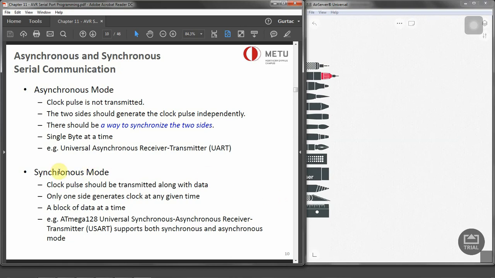So with the synchronous mode, as we already got a clock on both sides and it's transmitted from one to the other, they are synchronized and one side generates the clock all the time. So we can send a block of data at a time. So as we already said, ATmega128 or AVRs, they generally have universal synchronous asynchronous receiver transmitter ports. So we call that USART, and it actually supports both synchronous and asynchronous transfer. So we are going to see that in details later in this chapter.